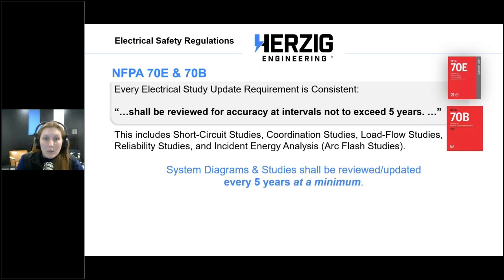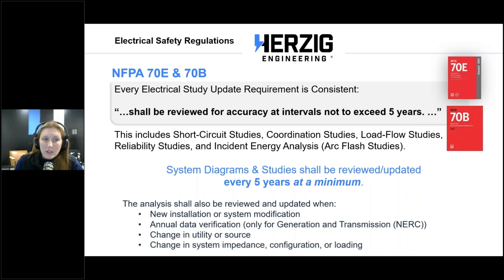Well, every 5 years at a minimum, or when there's new installations or modified systems that impact the results of all those studies. There typically needs to be an annual data verification for generation and transmission. If there's a change in utility or source, so you have a different transformer, or you've been refed from a different system. That changes system impedance, so different wires. Things are fed from a different location now. The configuration's different. Maybe you had to increase the wire size because you were dealing with voltage drop issues. That's a change in the system.